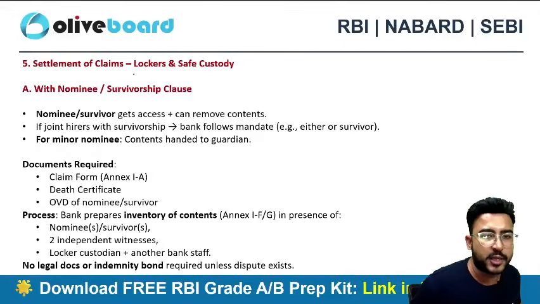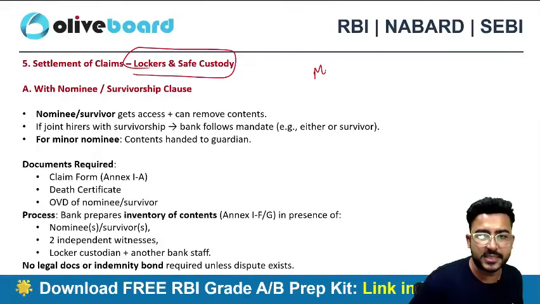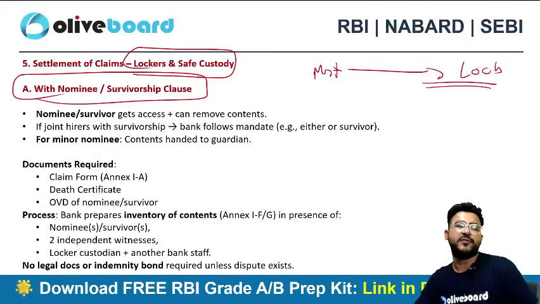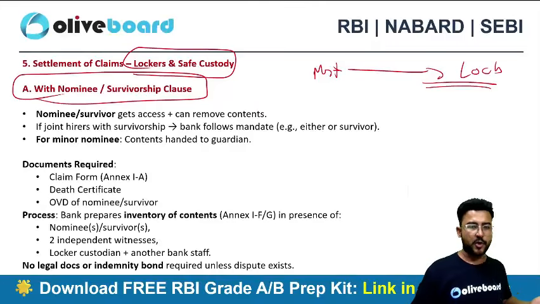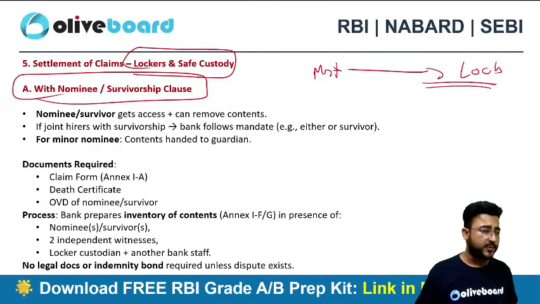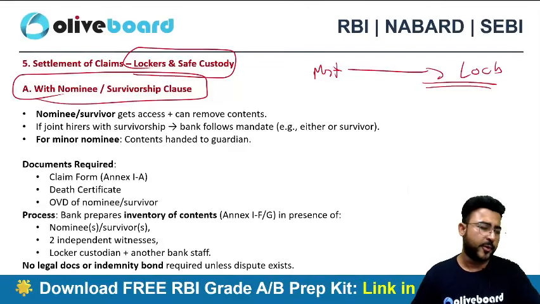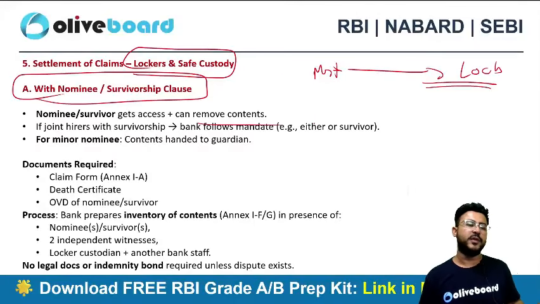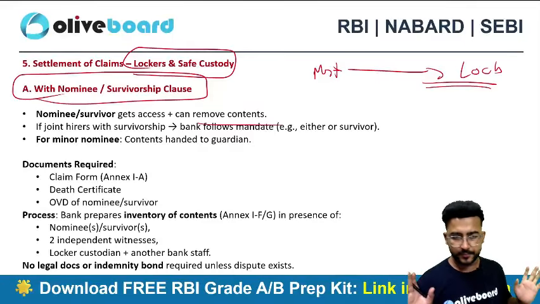Then if I talk about the locker and safe custody, let's suppose Mr. A is having a locker as well in the bank. So we will be getting the custody of that particular locker. So if there is a nomination in that locker, if there is a survivorship clause attached to that locker, no problem at all. The nominee or survivor can definitely access the locker and remove the contents related to the locker, right?